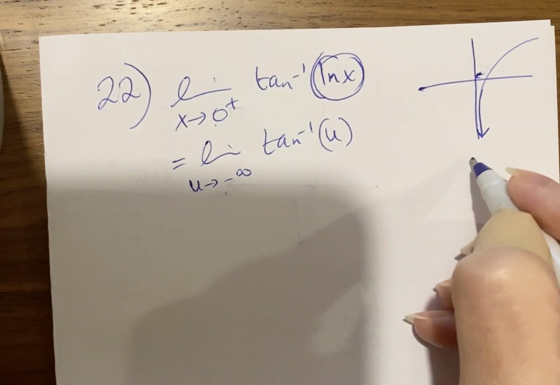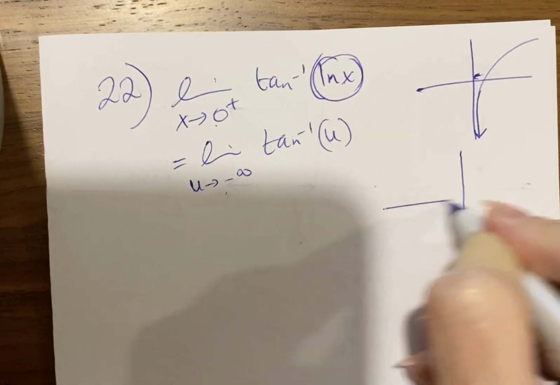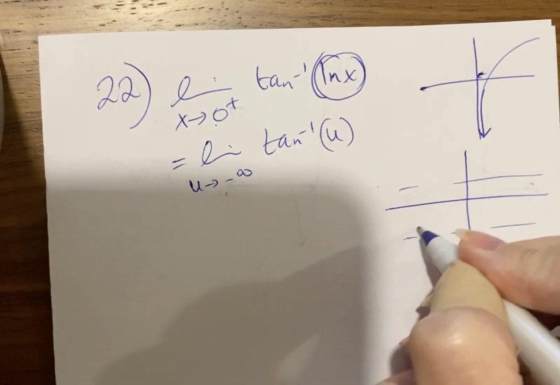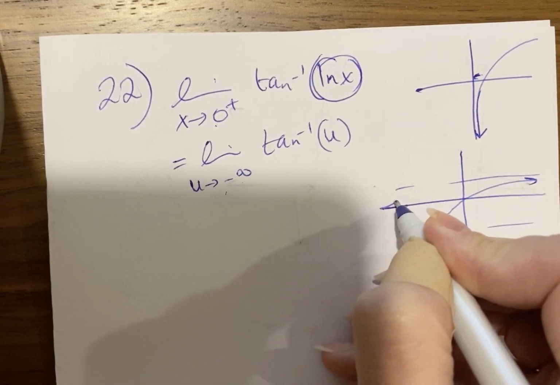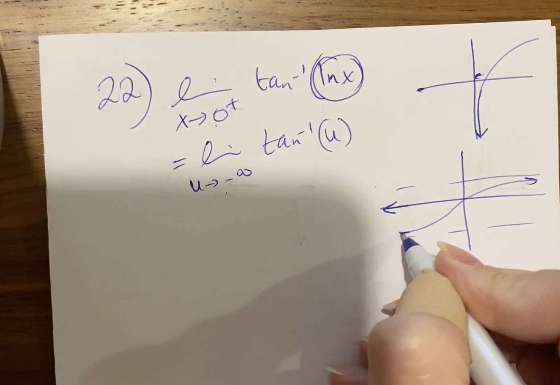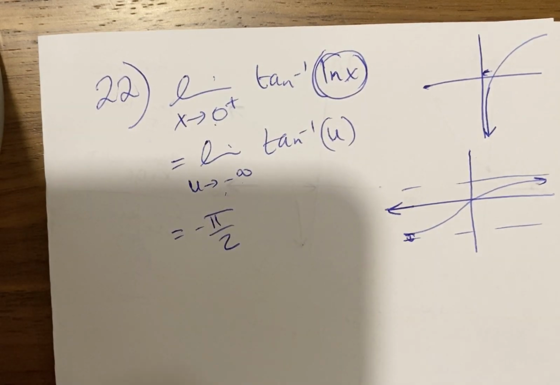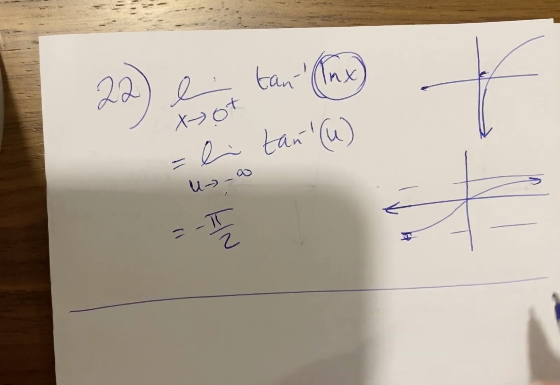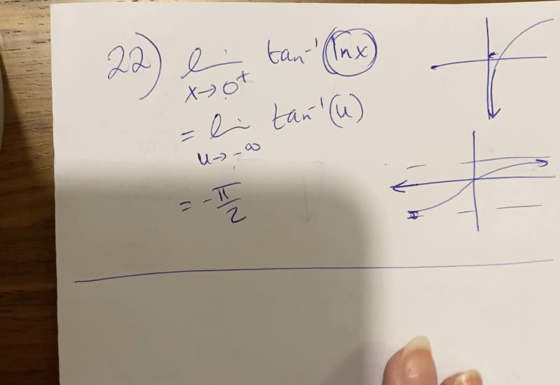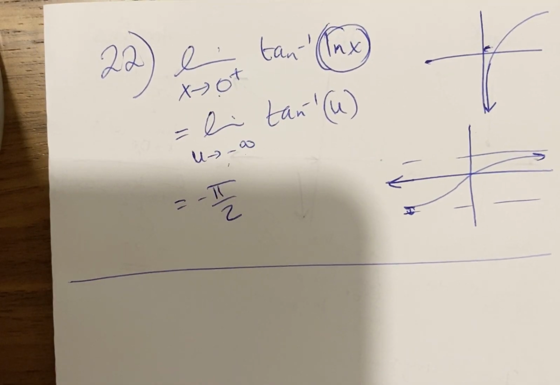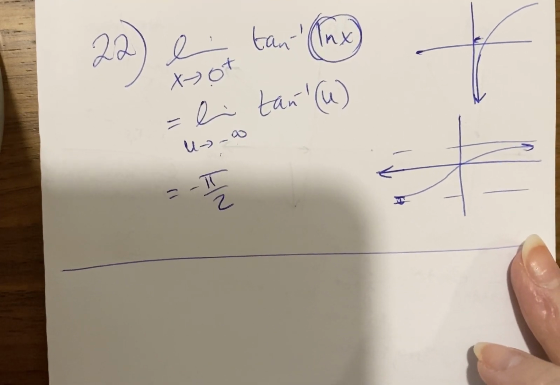What's tan inverse u as u approaches minus infinity? Tan inverse is like this. As u approaches minus infinity, tan inverse will approach minus pi over 2. And this is our answer. Now, these are kinds of questions you're responsible for. Finding limits whose answer is infinite, or limits at infinity.